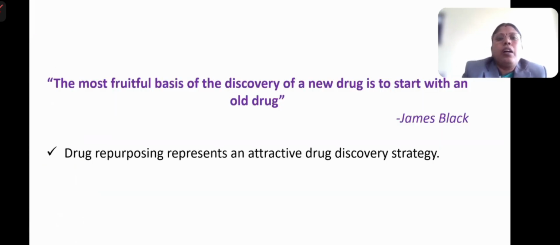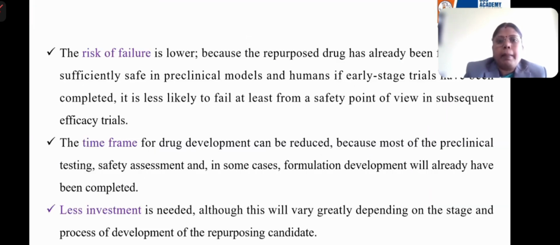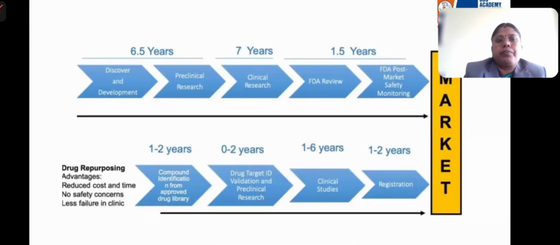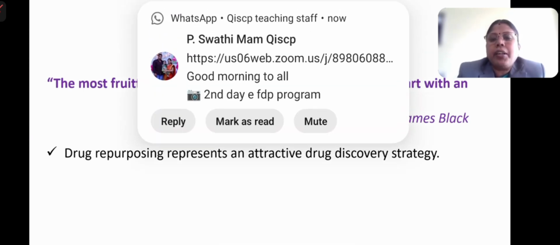So what is drug repurposing? According to James Black, the most fruitful basis of the discovery of a new drug is to start with an old drug. So drug repurposing represents an attractive drug discovery strategy.